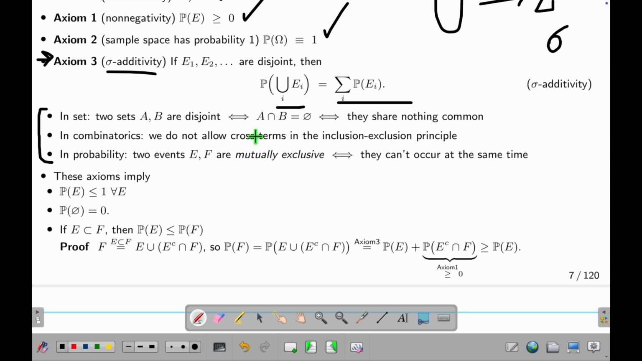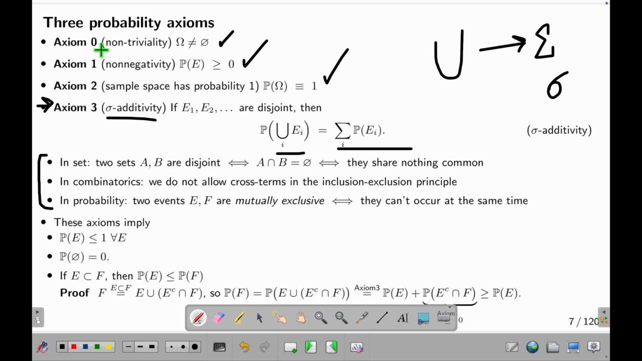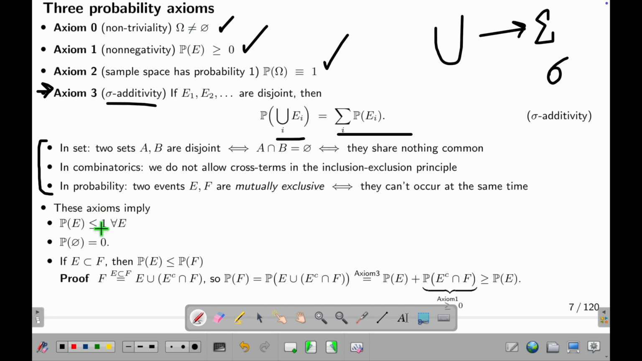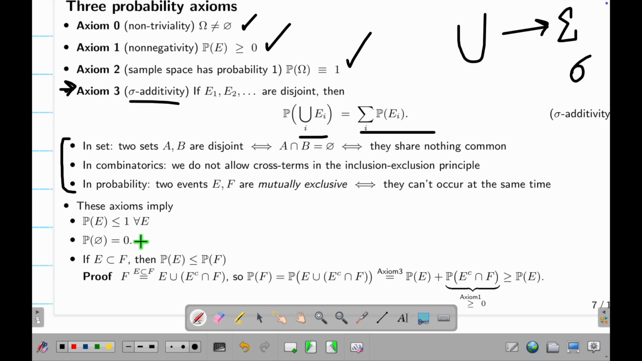It's just a different name. This 3 axiom, I have the 0. That means we don't talk about nothing. Together, give us this. You may think these are axiom. These are not axiom. For example, probability is smaller than 1. This is not axiom. I just said it's equal to 1 and larger than 0. These two give us this.